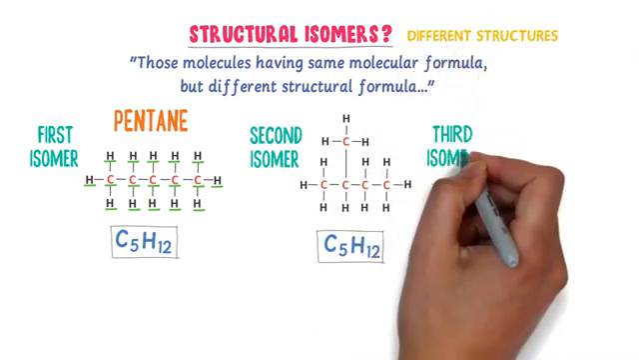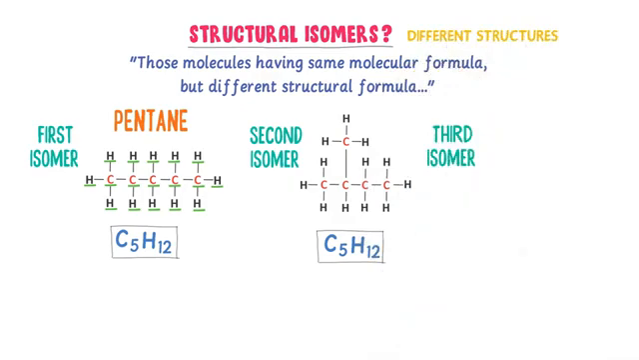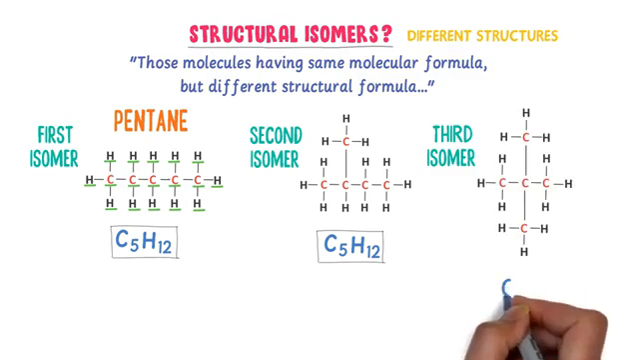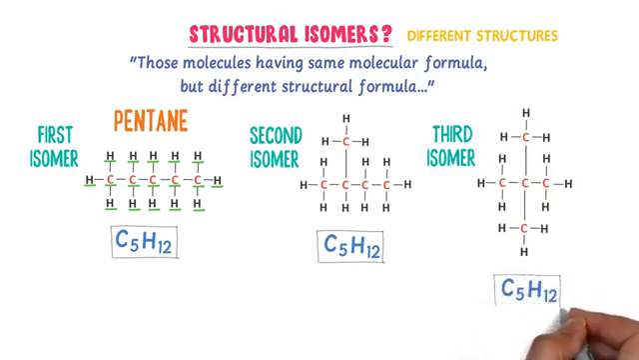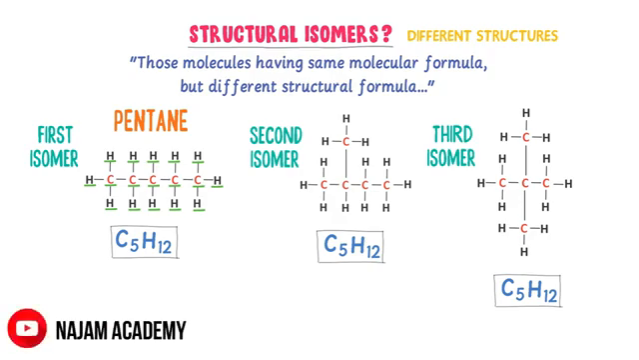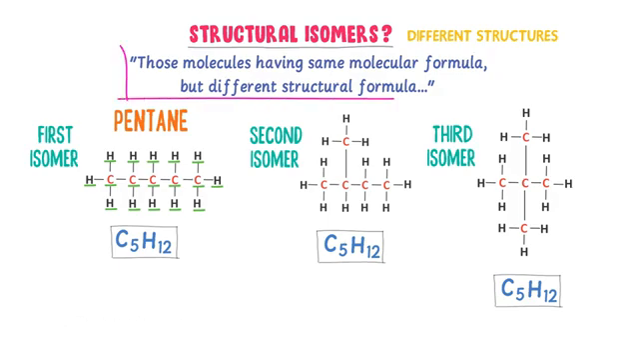Also, we can draw a third isomer of pentane by changing the arrangement of carbon atoms like this. Still, we can see that there are 5 carbon and 12 hydrogen atoms present in it. So again, its molecular formula is C5H12, but its structure is totally different from these 2 isomers. So this is the third isomer of pentane. Therefore, note it down that isomers are those molecules which have the same molecular formula but different structural formula. I hope that you have learned all about structural isomers.